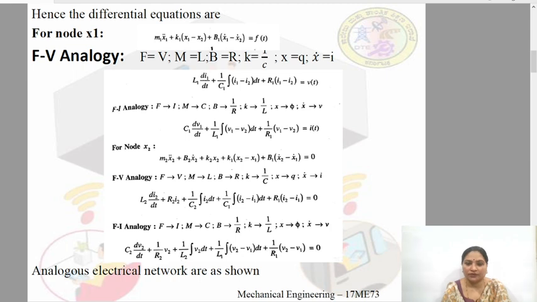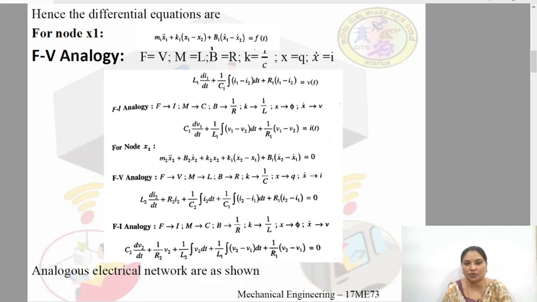Now for node x2, that was about node x1. Again for node x2 we will write the mechanical differential equation, and then write the corresponding force voltage and force current analogies. So for node 2 we can write it as M2 x2 double dot plus B2 x2 dot plus K2 x2 plus, again, here we are writing for node x2, so K1 is under the influence of both x2 and x1.